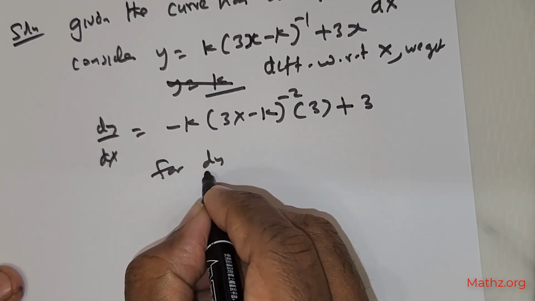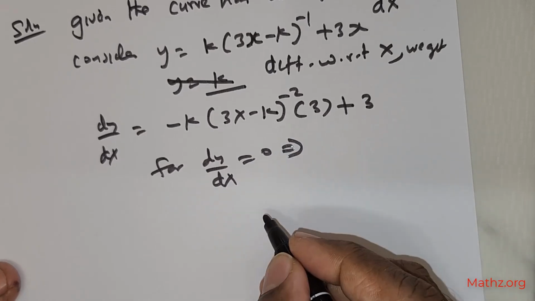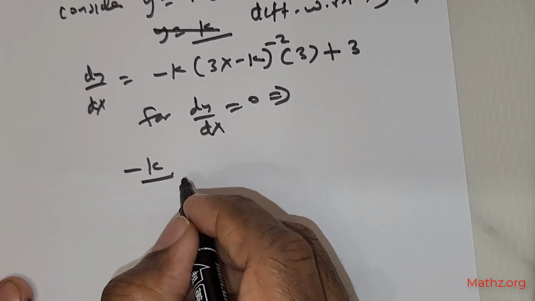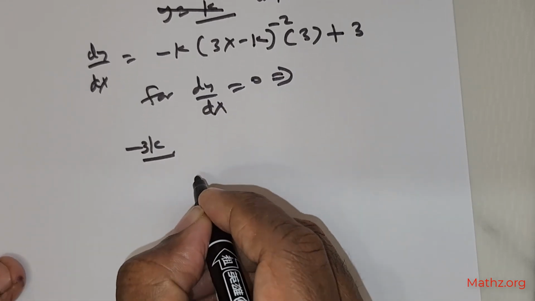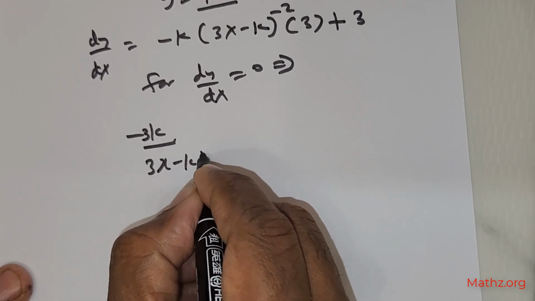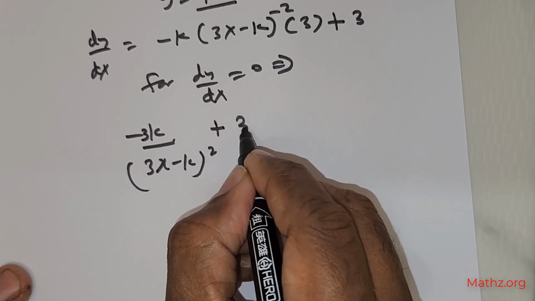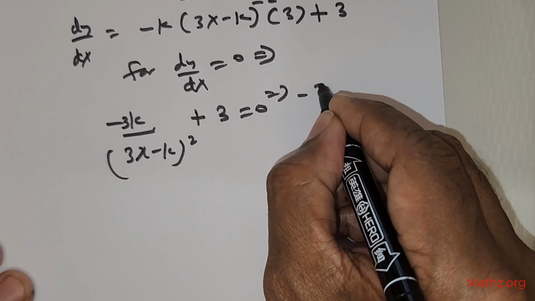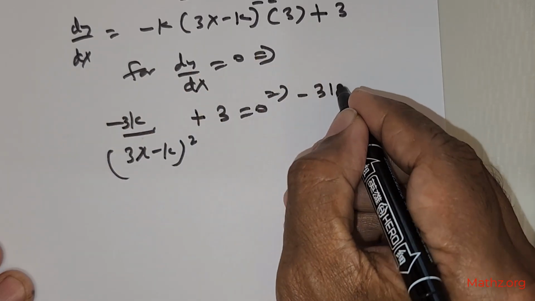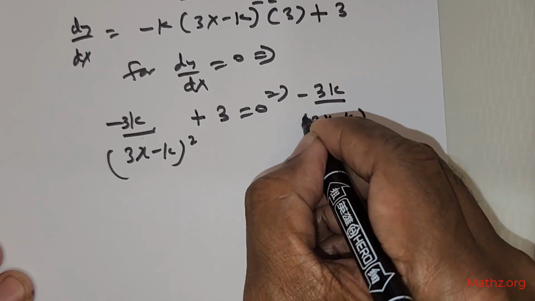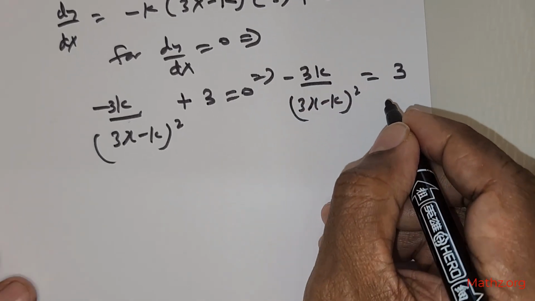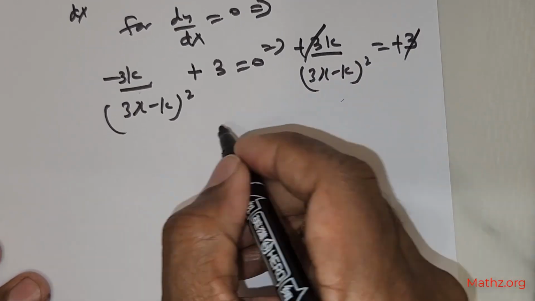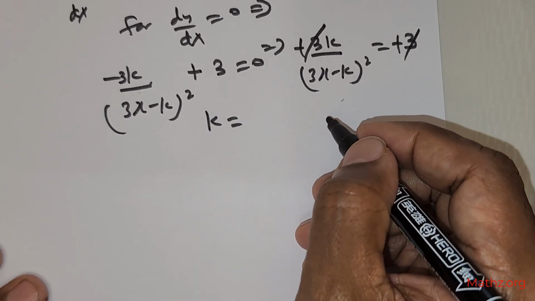Now for dy over dx equal to 0, what do we get? We get negative k over, I'm pushing this down. You already have a 3 there, so I'll place the 3. And this is (3x - k) raised to the power of 2, plus 3 is equal to 0. Now you can move this to the other side. This would give you negative 3k over (3x - k) the whole squared equal to negative 3. So these two will become positive. 3 can be cancelled. So you cross multiply, you get a value like this.